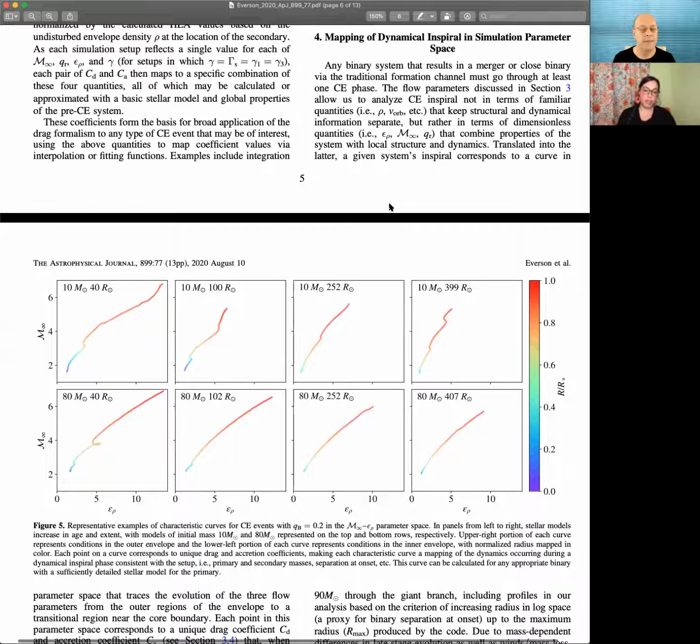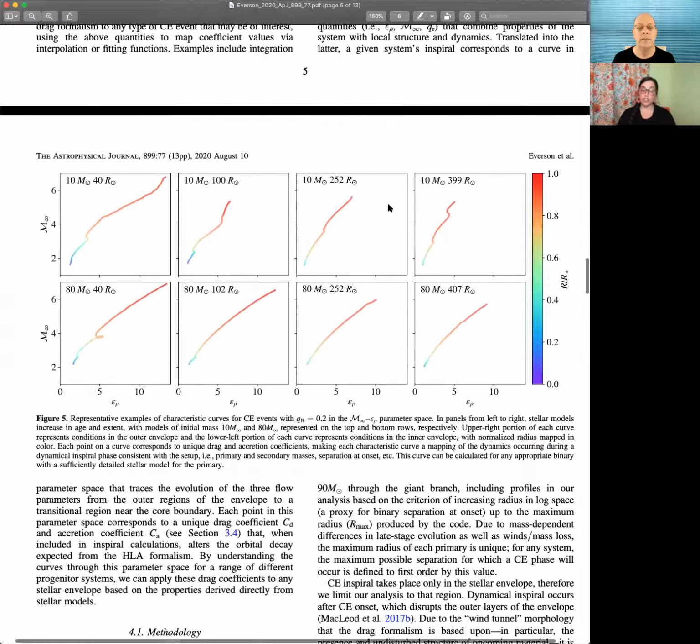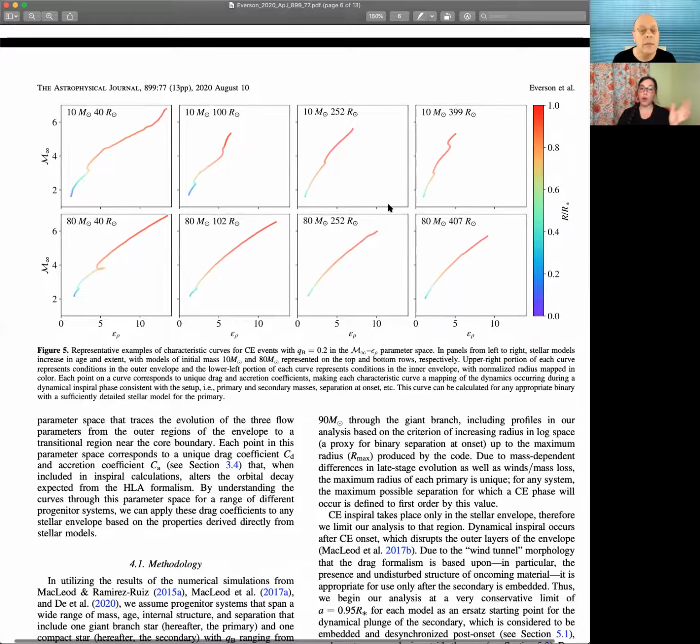What we're looking at in figure 5 is two different stars at different parts of their death, basically. So we're looking at different radial extent. The radial extent is approximately the same as we go from left to right, but we're looking at a 10 solar mass star on the top and an 80 solar mass star on the bottom. And the color represents where we are in that particular star. So it's R over R star.